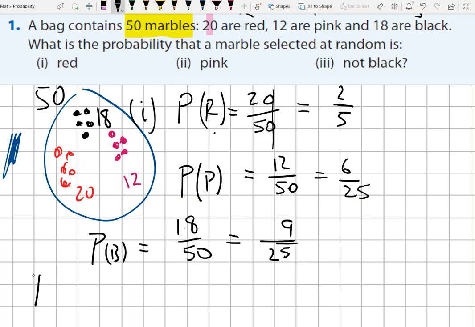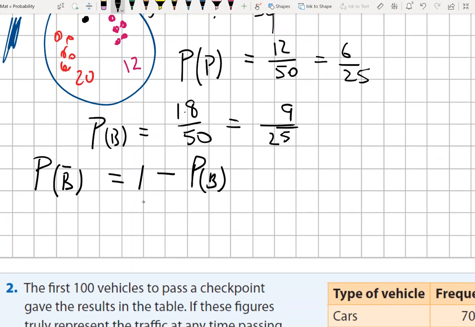Now the probability of not black. Now you remember from your sets that not a set is with a dash over it. So that's the cool way of writing not black. So the probability of not black is equal to 1 minus the probability of black. Okay? And that's equal to 1 minus 9 over 25.